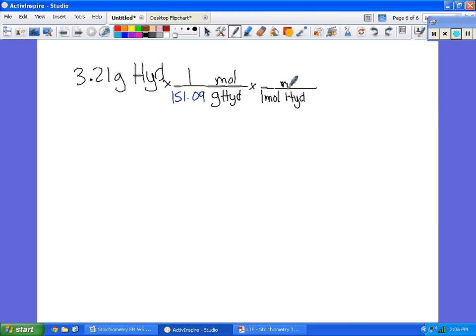Guys, you have done this 100 times. I went from grams of the hydrate to moles of water. Where does the mole to mole step come from? Coefficients. What was the mole to mole ratio? 1, 2, 3. Remember, because in the hydrate, how many waters were there? There were 3 waters. That is going to give me this many moles of water.